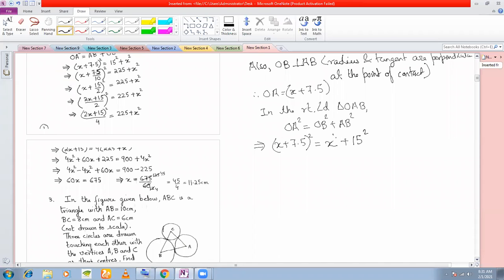So we are getting an equation in x. It seems we'll get a quadratic. So we'll solve it. What you do is, the decimal value, it is better to change into a fractional value so that it simplifies your work a little. So (75 by 10) whole square, 225.